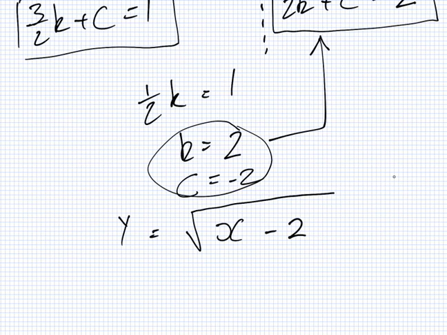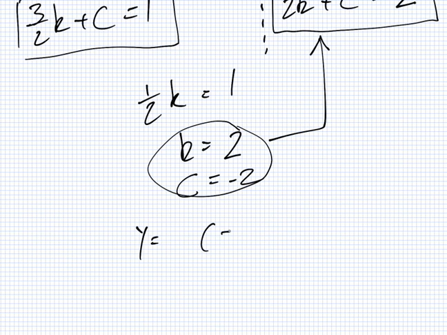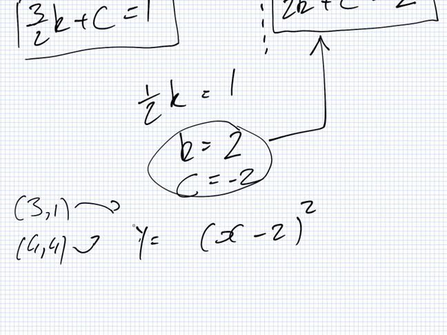Oh, sorry, it's not square root. It's y equals (x plus c) squared. Okay, let's try that again. 3 minus 2 is 1, 1 squared is 1. That's correct. Okay, try the next one, 4. 4 minus 2? 2. And 2 squared? 4. So the point (3, 1) does fit on this line and (4, 4) does fit on this line.